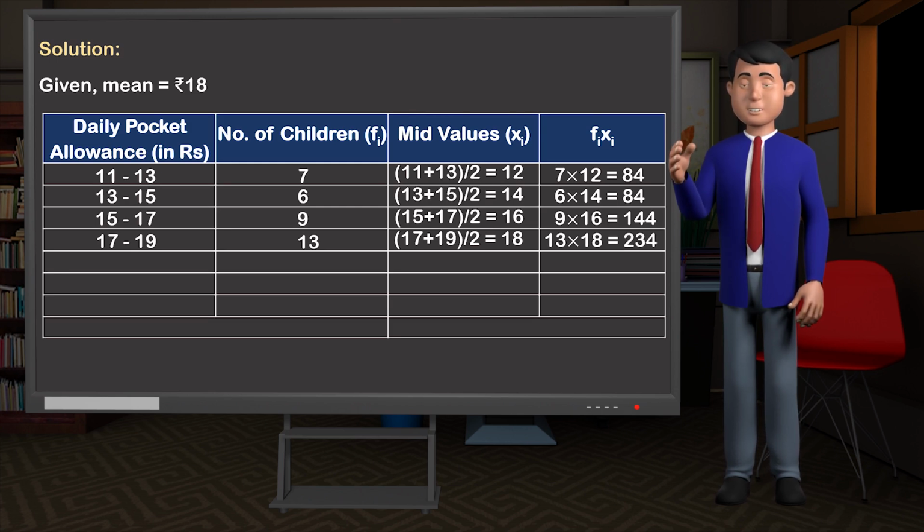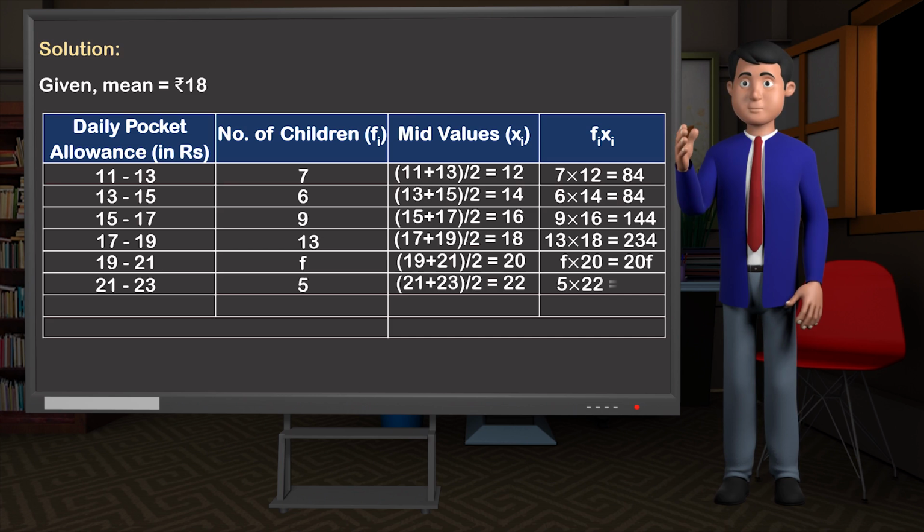When daily pocket allowance is 19 to 21, Fi is F. Xi is 19 plus 21 by 2 is equal to 20. Fi Xi is F into 20 is equal to 20F. When daily pocket allowance is 21 to 23, Fi is 5. Xi is 21 plus 23 by 2 is equal to 22. Fi Xi is 5 into 22 is equal to 110.